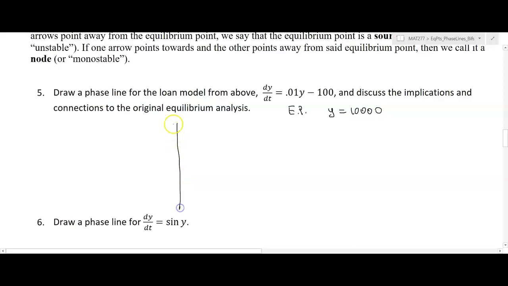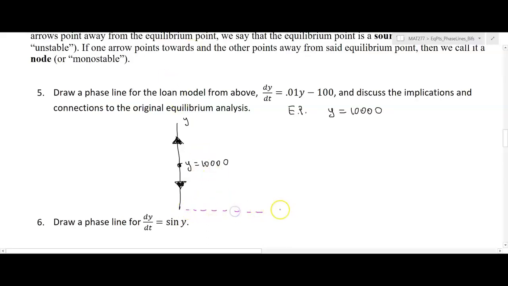Now all we'll do is we'll just look at this as the y-axis. We said y equals 10,000 is that equilibrium point. If your balance started higher than 10,000, then your balance would basically continue to increase because you're not paying enough to even take care of the interest charge. But if you take out a loan less than $10,000, it will decay and eventually you'll pay it off. It'll become 0.